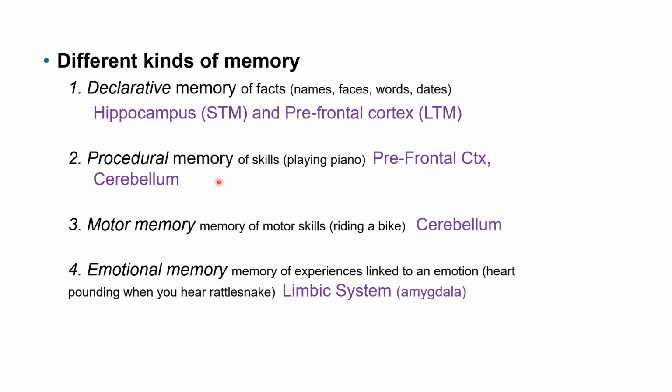Then you have procedural memory, like skill sets, like how to throw a baseball or how to play a piano or how to type. Again, prefrontal cortex, only this time we're looking at a motor coordination area, the cerebellum.